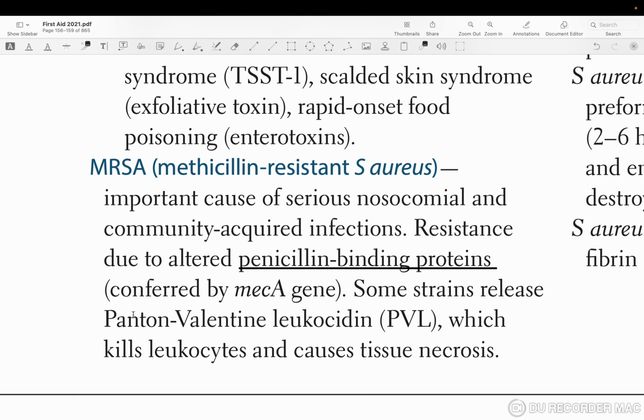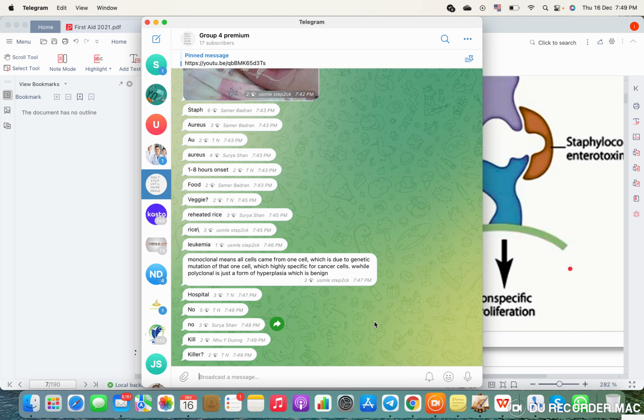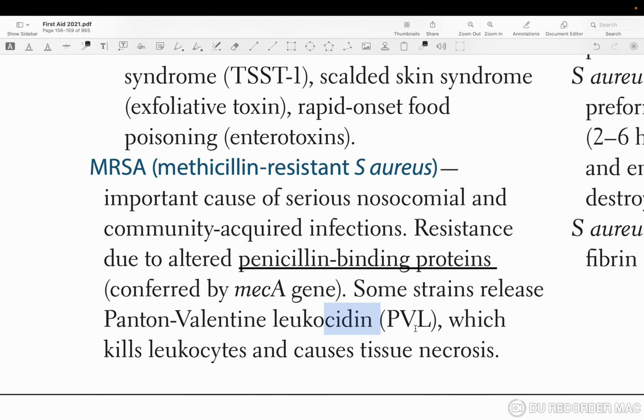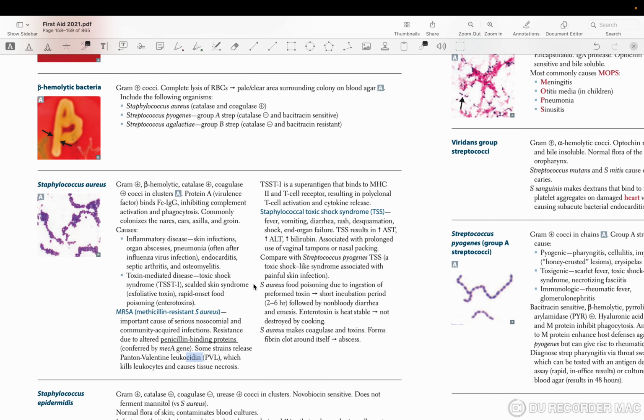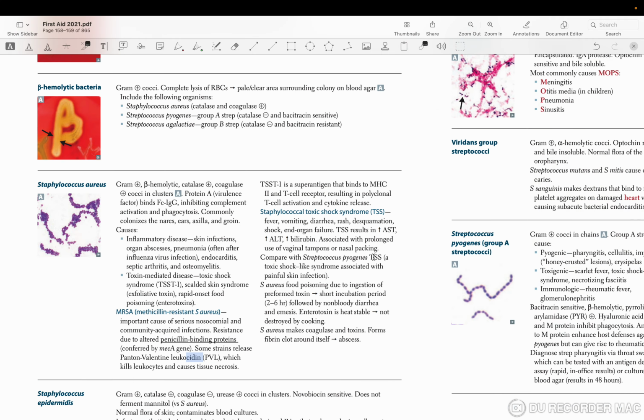Some strains also can release PVL, which is Panton-Valentine leukocidin. Leuco means white blood cells, basically. Cidin, it's like cidal. What does cidal mean, guys? We say bactericidal. We say leucocidal. What does cidal mean? Killer, exactly, killer. So it's leucocidal. So some bacteria release this leucocidin, which kills leukocytes and causes tissue necrosis. Yeah? So it's a way of the immunity of the bacteria against our immune system. Wow, that was a lot of immunity words in one sentence.